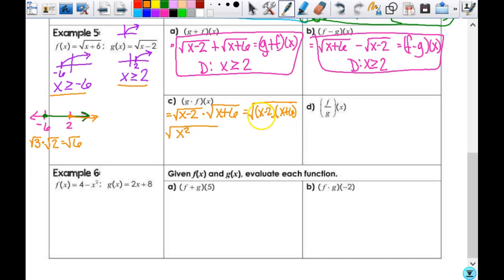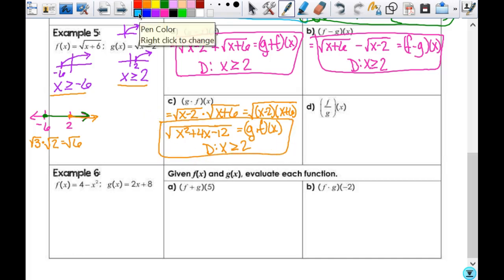6 times x is 6x. Negative 2 and x is negative 2x. So that leaves me with a 4x minus 12. And that's equal to g times f of x. I sort of skipped a step in there. I did it in my head, but do you see what I did? I combined the x's at the same time. All right, and can I simplify that? I can't simplify that. So that means that this domain here is still x is greater than or equal to 2.